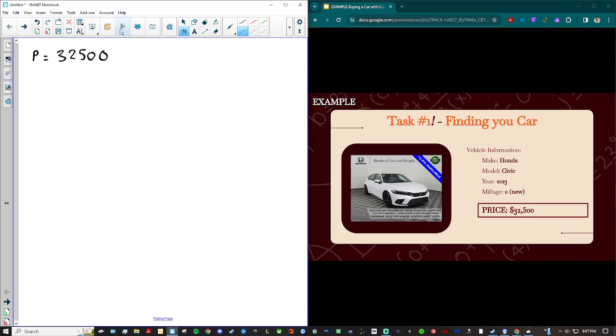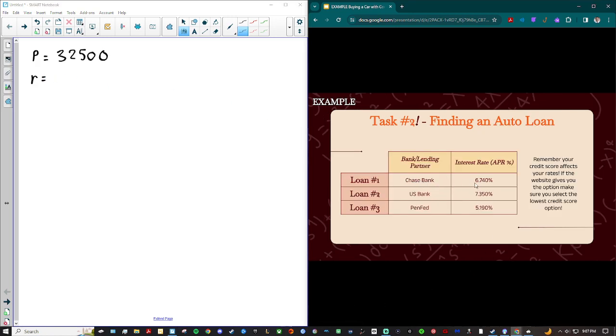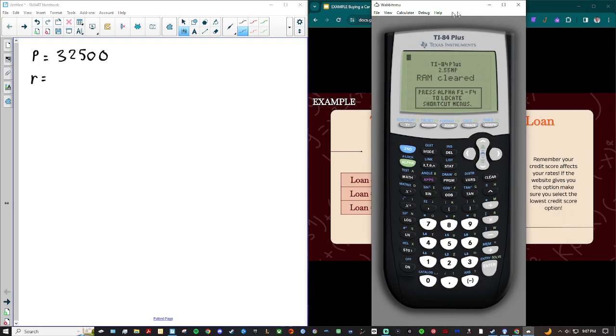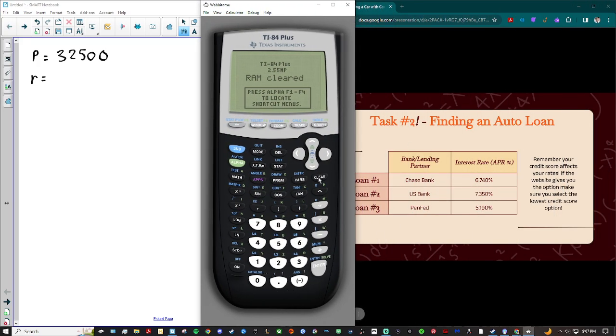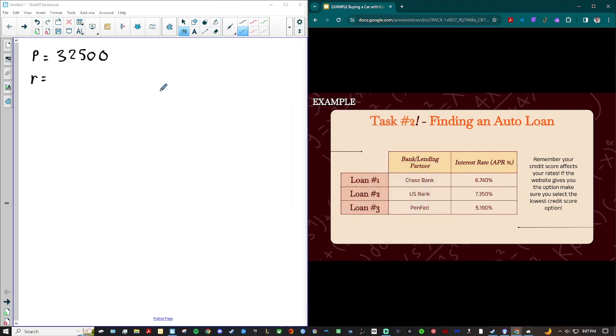Okay, next let's find our rate, the R. This is our interest rate. So if I go look at that first loan I'm doing, I have 6.740%, and we want to make sure that we divide that number by 100. So if I pull up my calculator and I divide 6.740 divided by 100, I get 0.0674. Now we just need our N and our T.